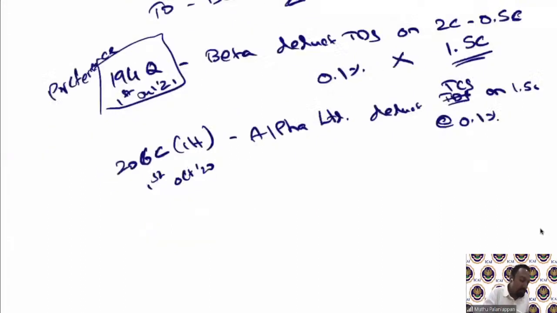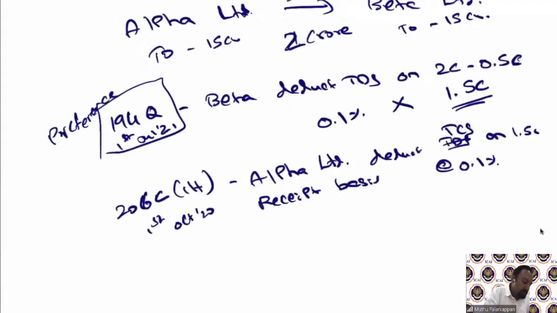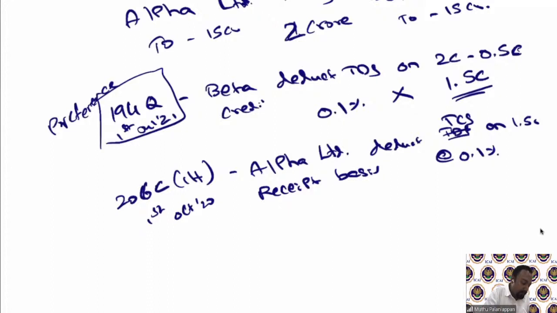And this 206C is on a receipt basis, whereas this is credit or payment, right? This is where the difference comes. Your credit happens after July 21, but receipt has happened before July 21. So probably just briefly understand this provision.